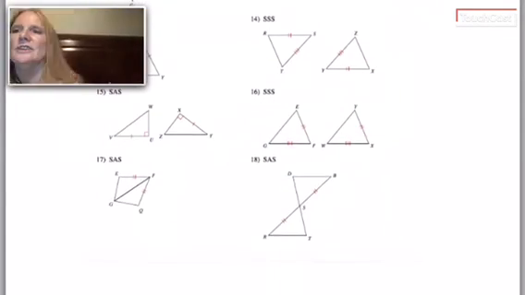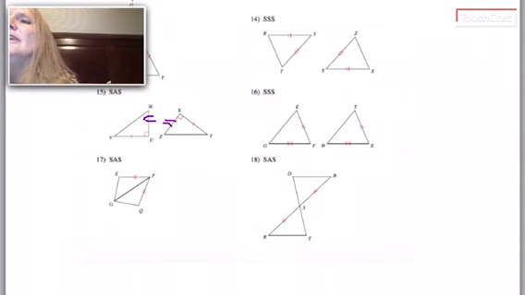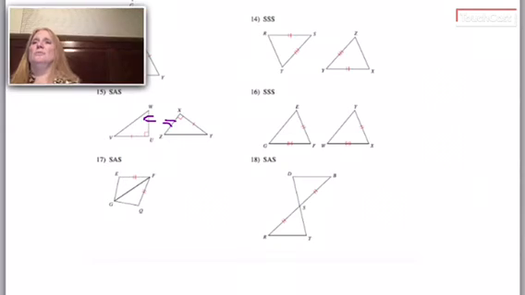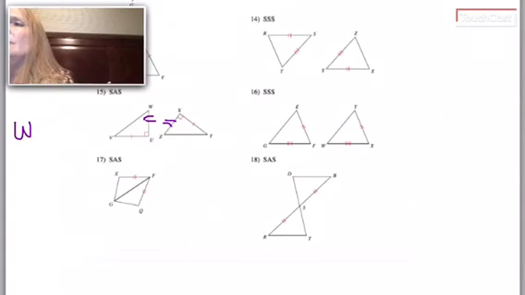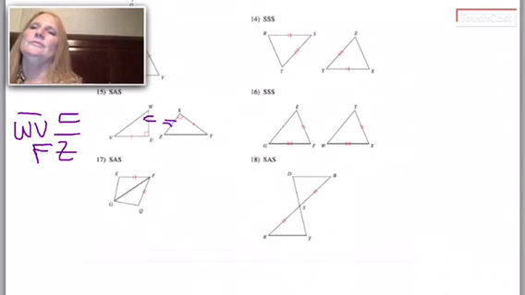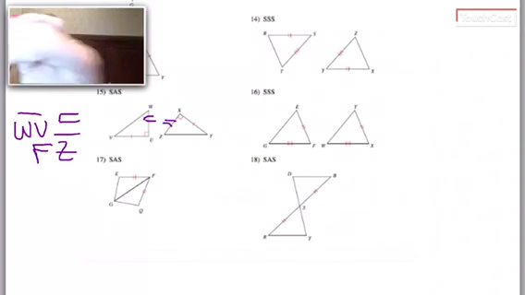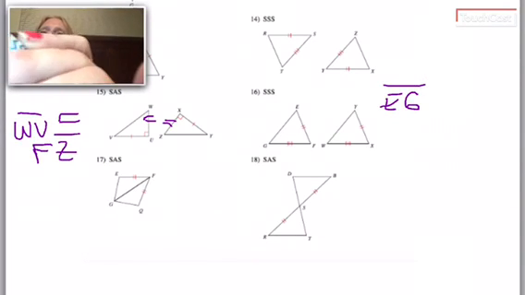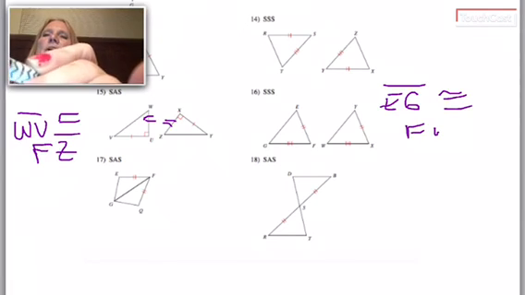Okay, hopefully this is starting to catch on and make sense. In number 15, we need side angle side. We have a side and an angle. So what's missing is this side right here and this side right here. So that would be WU congruent to, it looks like FZ. Number 16, side, side, side. We have two sides marked, so what's missing is EG being congruent to FW.